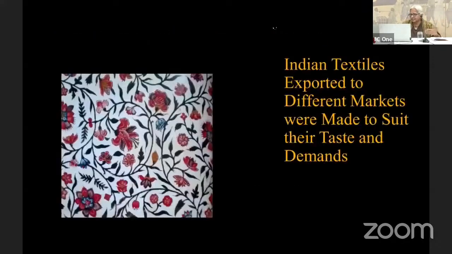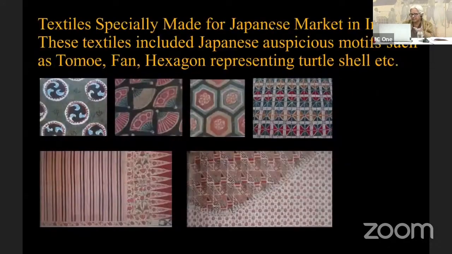And then these are Indian textiles exported to different markets. This is Indian textiles made for Japanese, especially with Japanese motifs, made in India. So the Tomoe motif is there, then you can see the open fan motif. The open fan motif is used as a gift for anybody who is starting a new business, for prosperity. And then there are kume motifs, I mean turtle shell, for long life and all that. So there are so many.